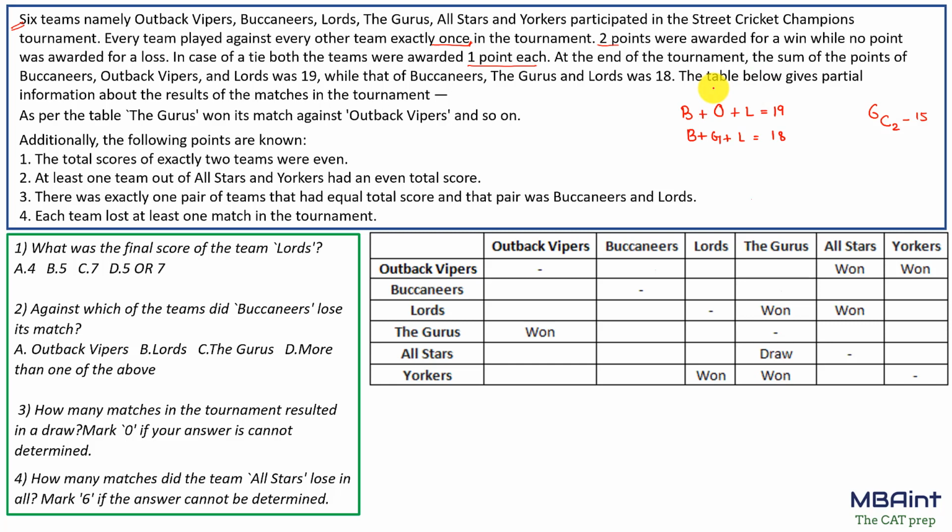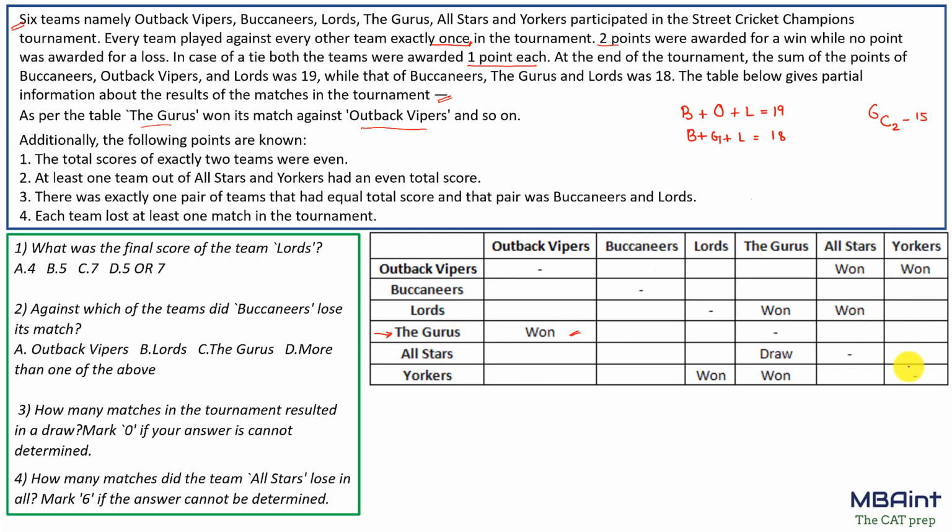Now the table gives partial information about the results of the matches of the tournament. So we have this table, it gives the information. And what is it like? As per the table, the Gurus won their match against Outback Vipers. So if we are referring to this cell, the Gurus are winning. Every win or loss is taken with respect to the rows.